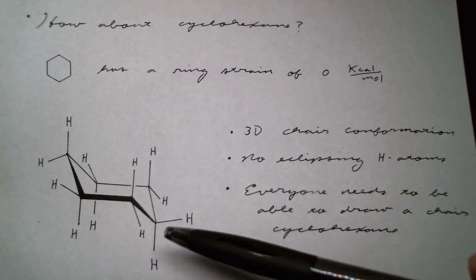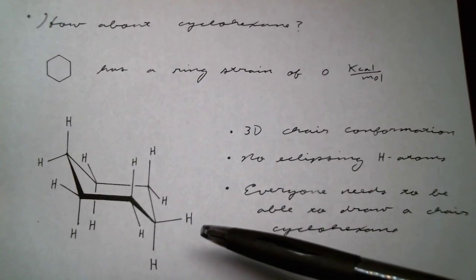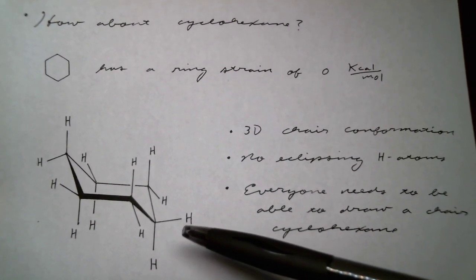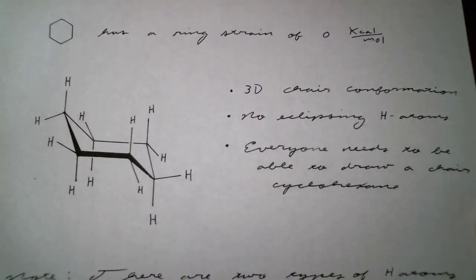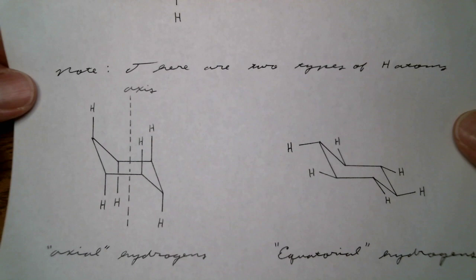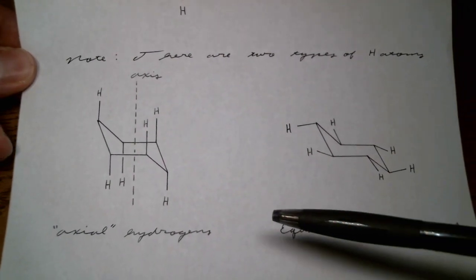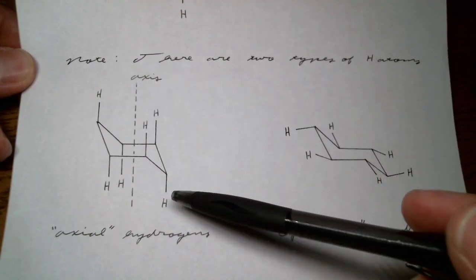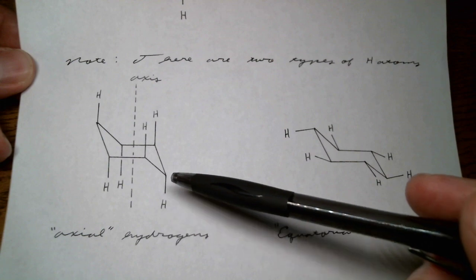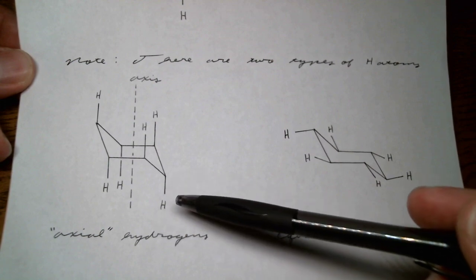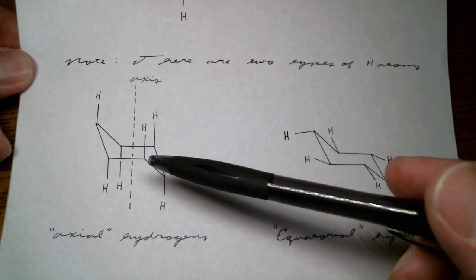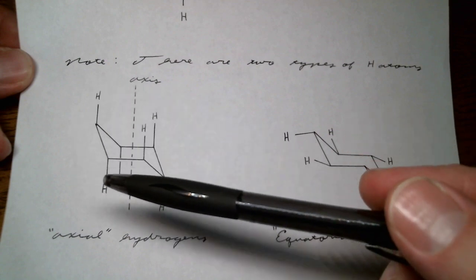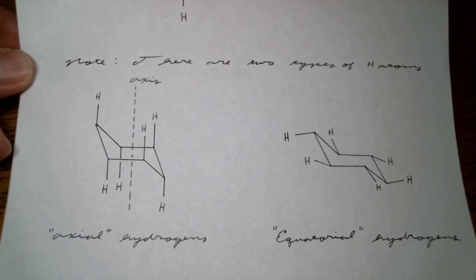I think the more challenging part to drawing chair cyclohexane is appending equatorial hydrogens that sort of stick out from the equator of the chair cyclohexane. So let's look at that in more detail. Note, there are two types of hydrogen atoms, axial hydrogen atoms and equatorial hydrogens. Like I said, if you drew an axis through the center of the chair, you can see there are axial hydrogens that run parallel to that axis, one on each carbon, and they alternate up, down, up, down, up, down as you go around the ring.